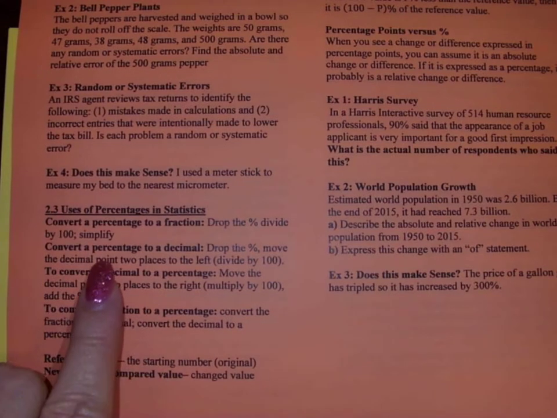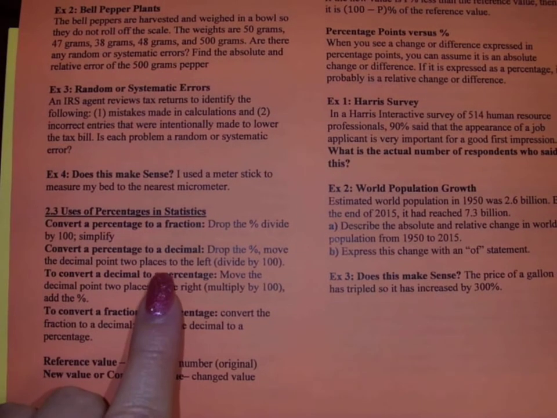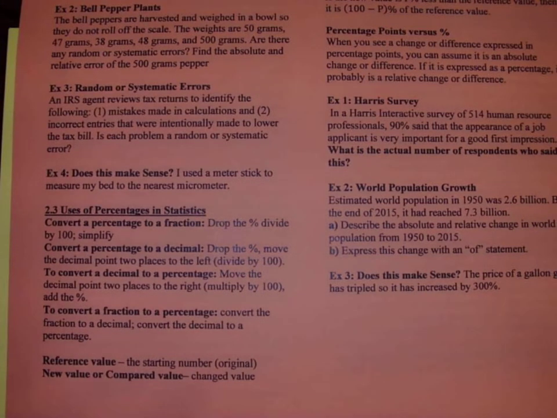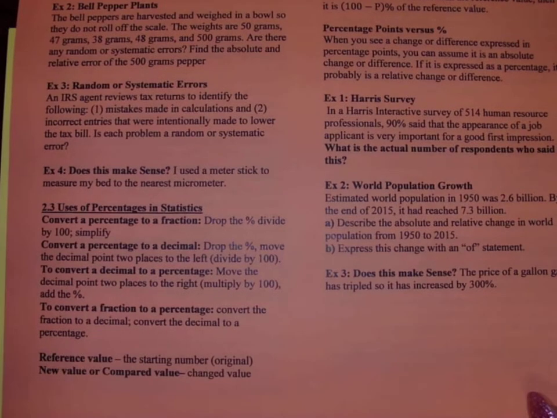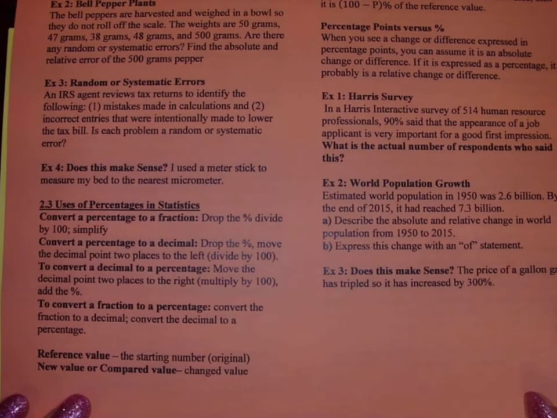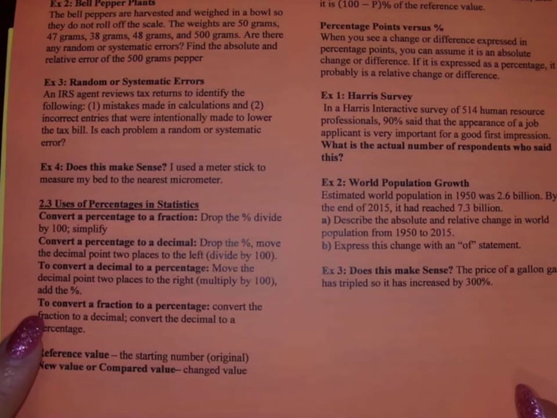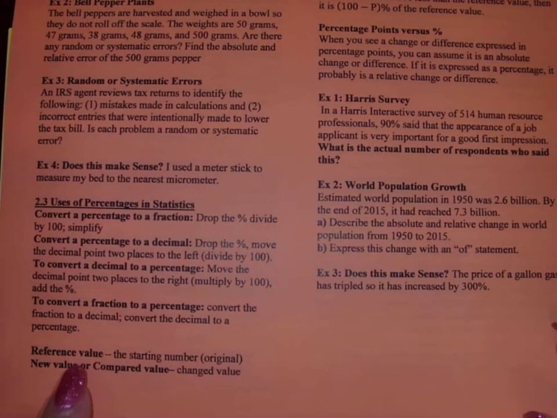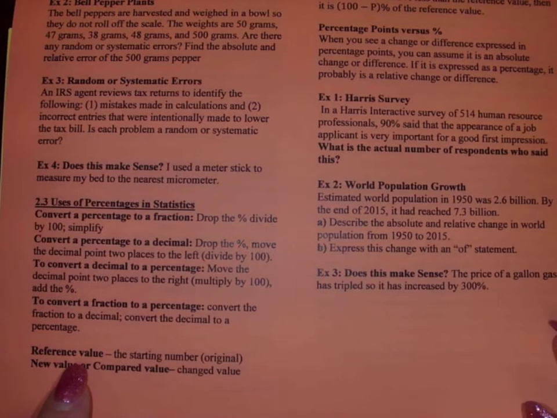Or we can look at it as moving the decimal places. Another way to look at it, convert a percentage to a decimal. We can drop the percent, move the decimal 2 places to the left. And then to convert a decimal to a percentage, we'll move the decimal 2 places to the right and then add the percent sign. It's also seen as multiplying by 100. And then to convert a fraction to a percentage, convert the fraction to a decimal, convert the decimal to a percentage.